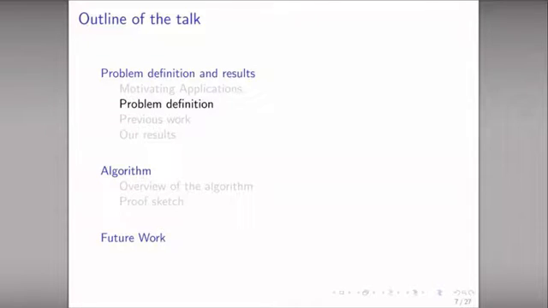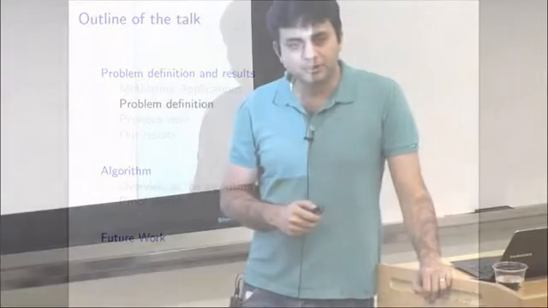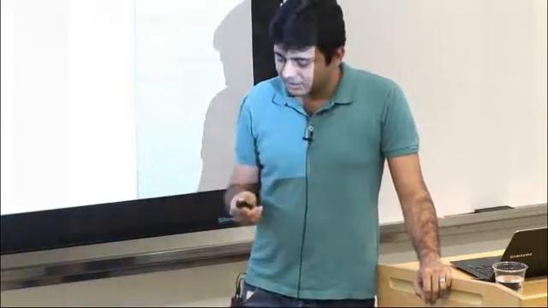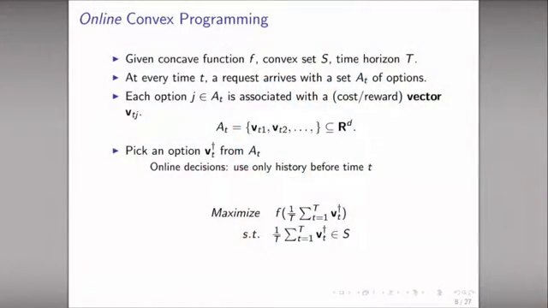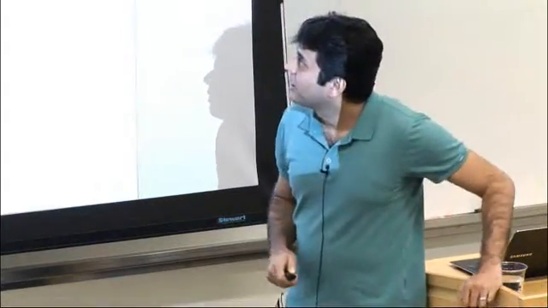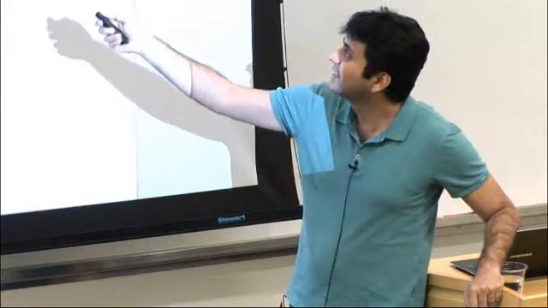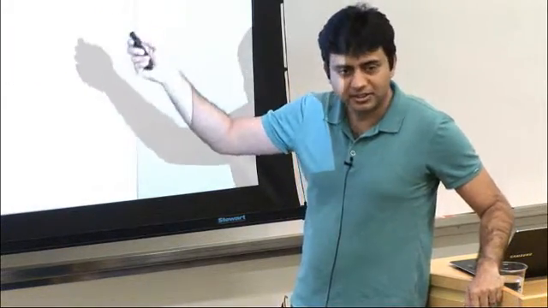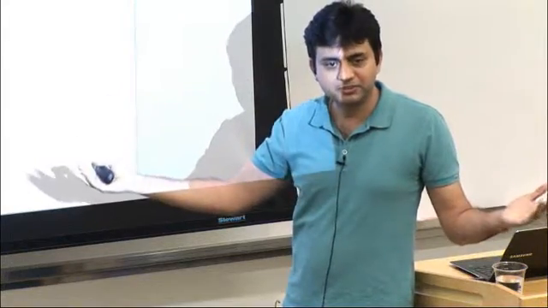Okay, so now I'm going to give you a very general problem formulation that is going to capture all these things, and we call it online convex programming. We thought of online convex optimization, but that was already taken, so we had to settle for online convex programming, but I think it's a very apt name. So here you are given a convex function f and a constraint set S and a time horizon T. This you are given ahead of time, and this is not changing. So this is what you are talking about. The algorithm is given this objective function f. Okay, this is the input.